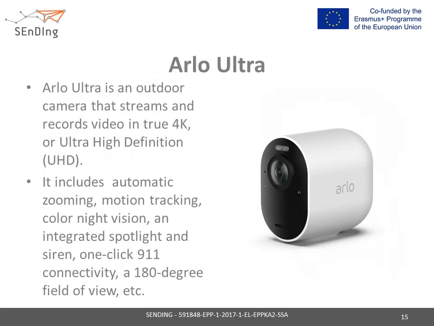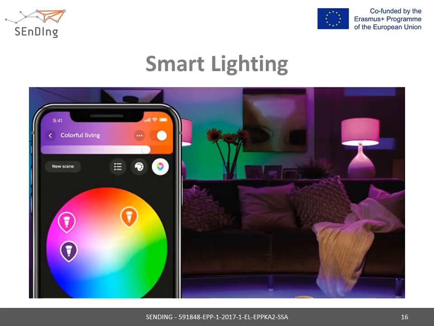Arlo Ultra is an outdoor camera that streams and records video in true 4K, or Ultra High Definition, UHD. It includes automatic zooming, motion tracking, color night vision, an integrated spotlight and siren, one-click 911 connectivity, a 180-degree field of view, etc.